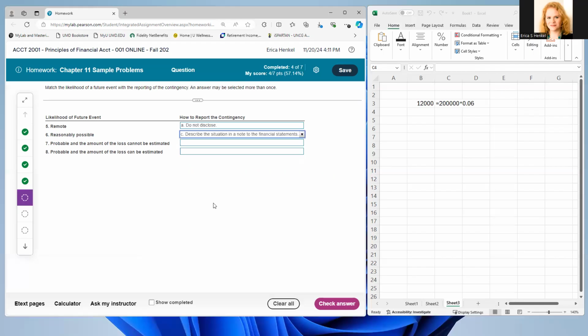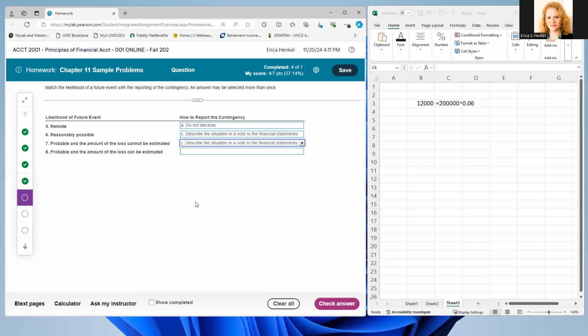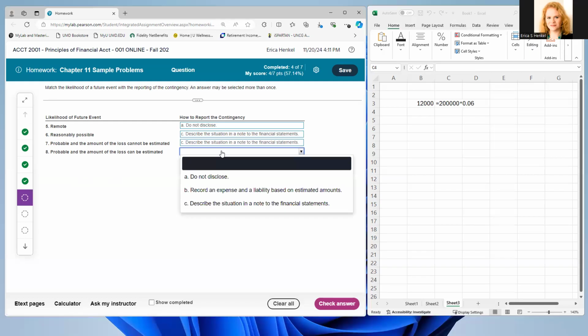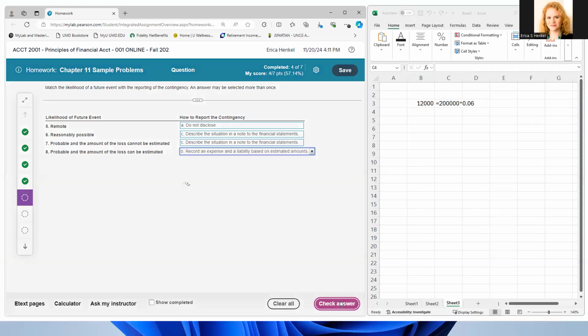The next level up: if something is likely to occur, so it's probable, but we have no idea how much it's going to be, then again we would just describe the situation in the notes to the financial statements, because as I mentioned earlier, it has to be both probable and we have to be able to estimate the amount. In the event that it is probable and we can estimate the amount, just like in our warranty example we just did, then we would record an expense and a related liability based on whatever amount we estimated for that liability.